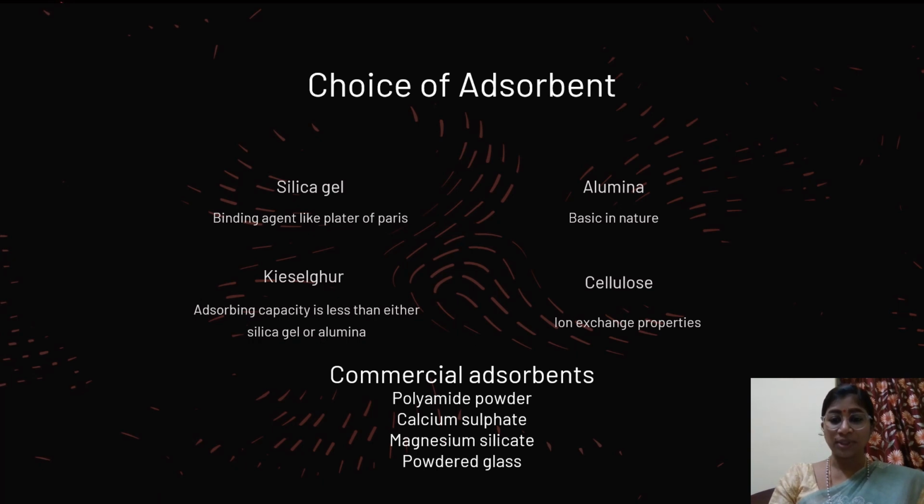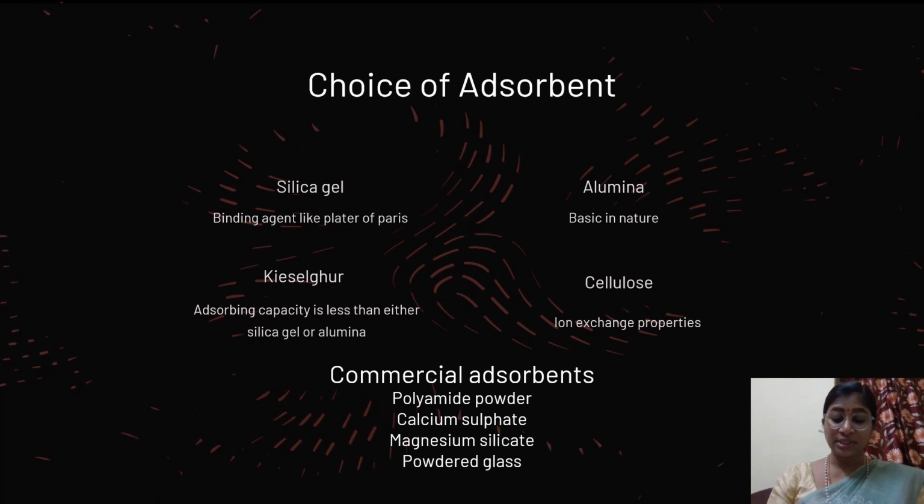Choice of adsorbent: silica gel, alumina, kieselguhr, cellulose are used as adsorbent materials. There are a number of materials which are used as adsorbents. First, silica gel. This is the most widely used. This is used along with a binding agent like plaster of Paris. Alumina. This is basic in nature. It may be applied with or without plaster of Paris.